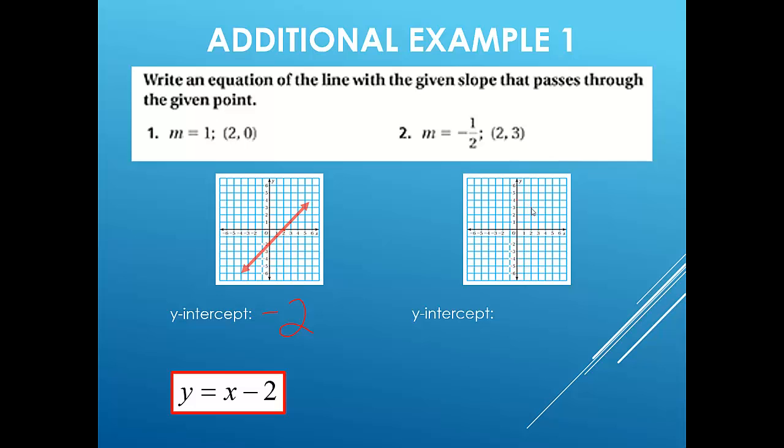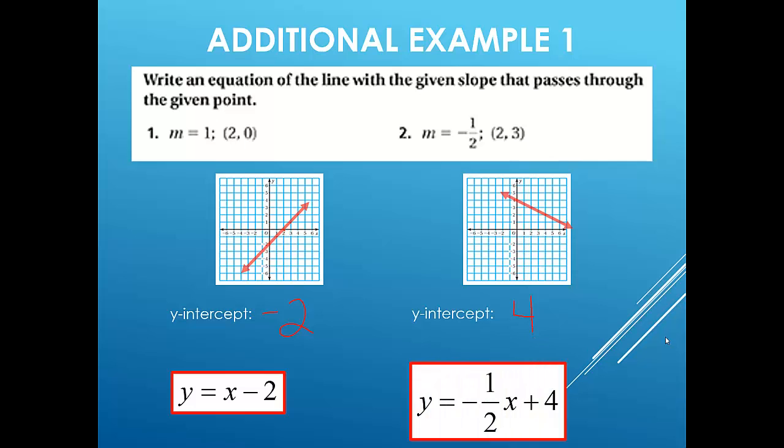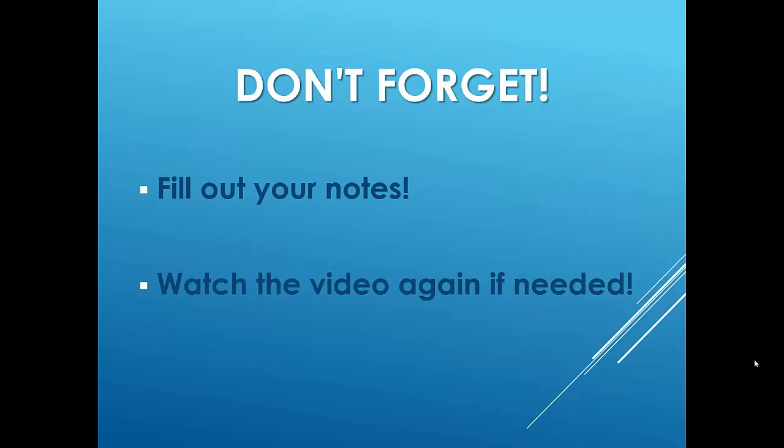And then if we go back to our original point, if we go down 1, that's negative, so we can go to the right 2 for that one to be positive. Now we would draw our line. We can see that our line crosses the y-axis at positive 4, so our y-intercept is 4. So then our equation would be y equals negative 1/2 x plus 4. Our slope was negative 1/2, and then we have our y-intercept as 4. Don't forget to fill out your notes, and remember you can watch the video again if needed.